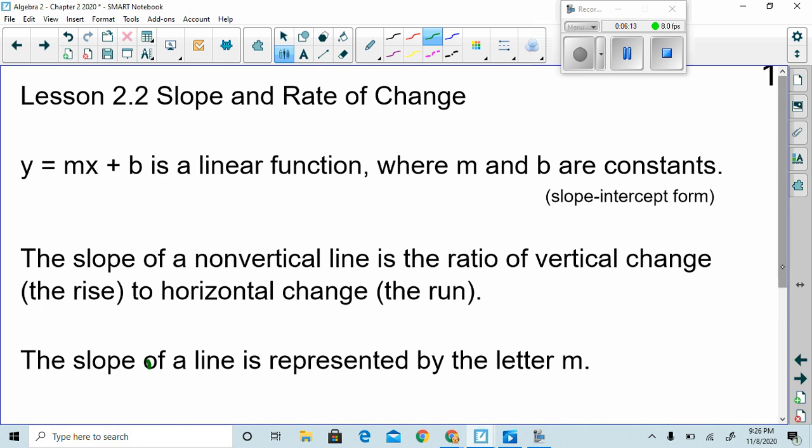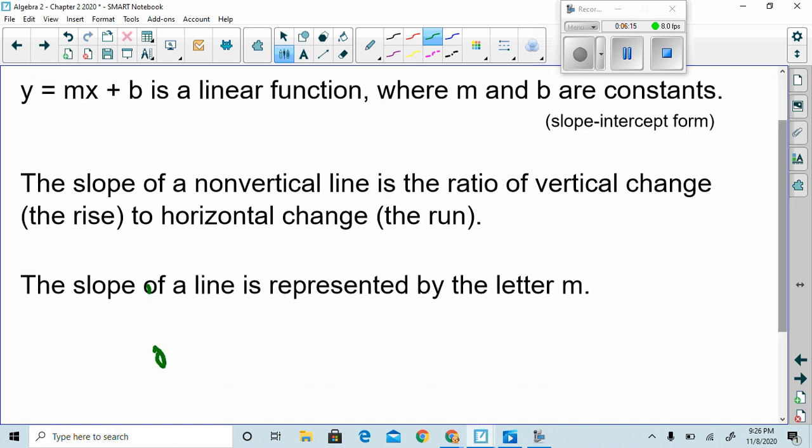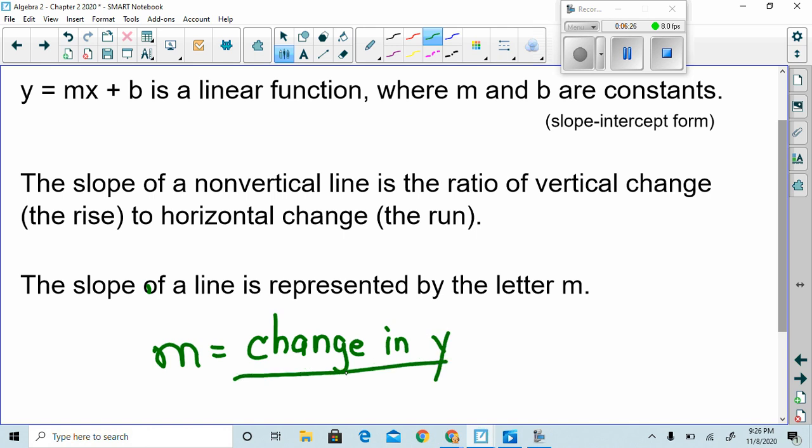It keeps moving here on me. m is equal to change in y, and I have it on the next slide. Change in y, which is change in the rise, over change in x, which is change in the run. Rise over run. So let's take a look at that formula a little bit more in depth.